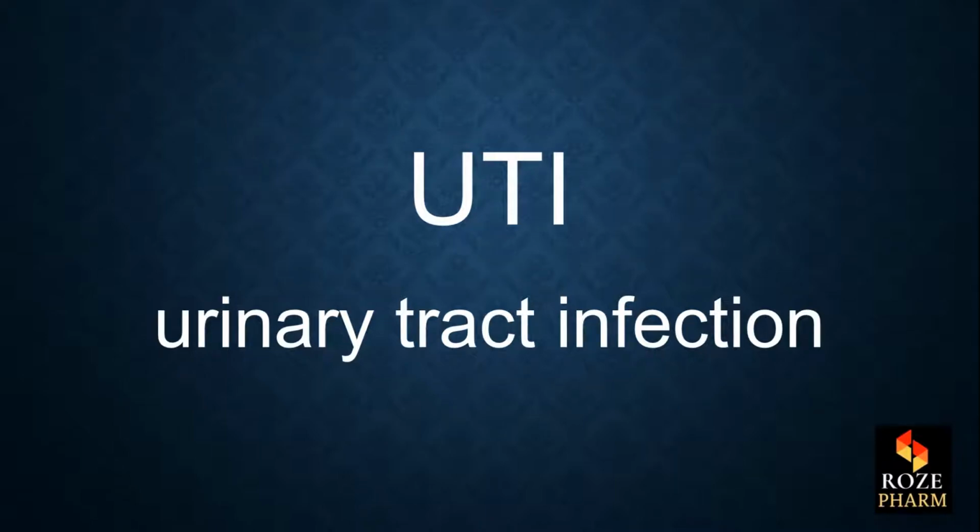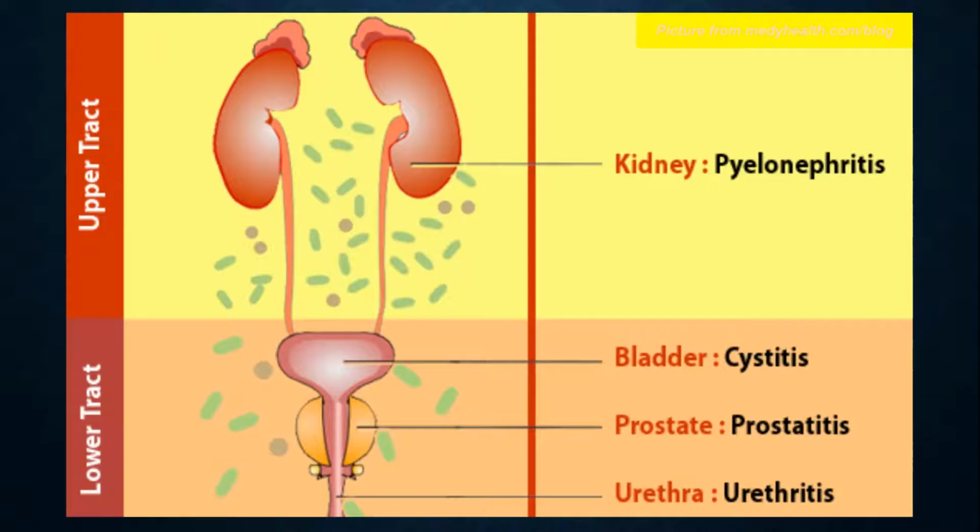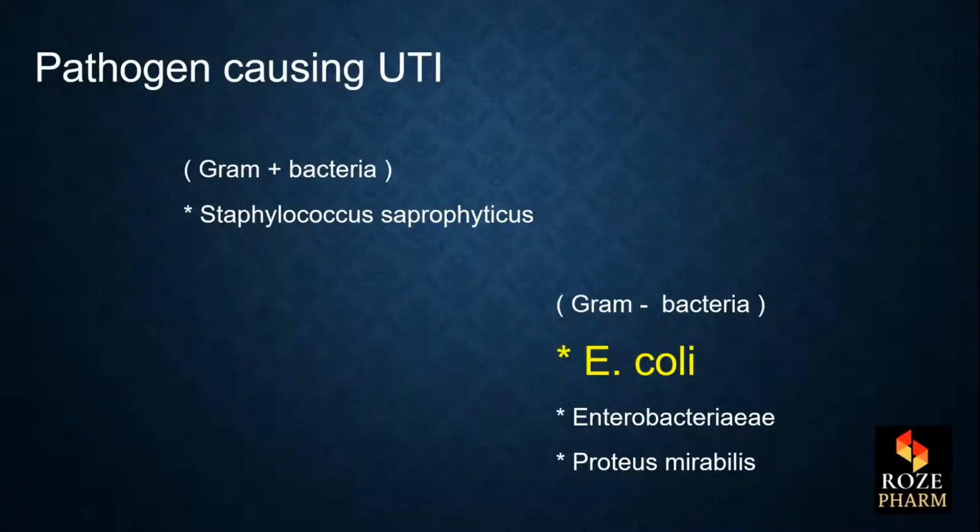UTI, urinary tract infection. Today, we'll talk about cystitis, pyelonephritis, and prostatitis. Pathogens causing UTI: the most common one is E. coli, and the next most common one is Staphylococcus saprophyticus.